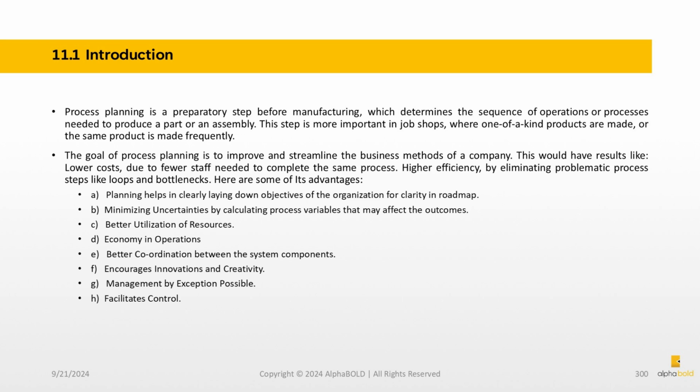A. Planning helps in clearly laying down objectives of the organization for clarity and roadmap. B. Minimizing uncertainties by calculating process variables that may affect the outcomes. C. Better utilization of resources. D. Economy in operations. E. Better coordination between the system components. F. Encourages innovations and creativity. G. Management by exception possible. H. Facilitates control.